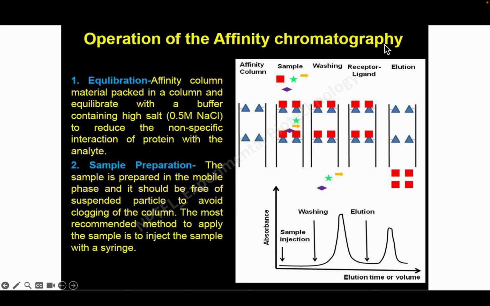Operation of the affinity chromatography. Equilibration: the affinity material is packed in a column and equilibrated with a buffer containing high salt, 0.5 molar NaCl, to reduce the non-specific interaction of protein with the analyte. So you are using a higher amount of salt to reduce all those non-specific interactions that happen between other molecules, to make them go away. Okay, so this is the affinity column.